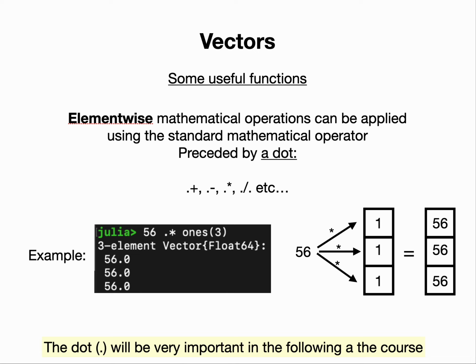So the dot will be very important in the following of the course. Here, what we did just before, multiplying ones of size 3 by a number 56, I use here explicitly a point multiplication because in fact, the number 56 is a scalar number, but it's being broadcasted to each of the entries of the ones vector. So that's an element-wise operation. Entry number 1 is multiplied by 56, entry number 2 is multiplied by 56, and entry number 3 is also multiplied by 56, which gives us the result 56, 56, and 56. Very basic example.